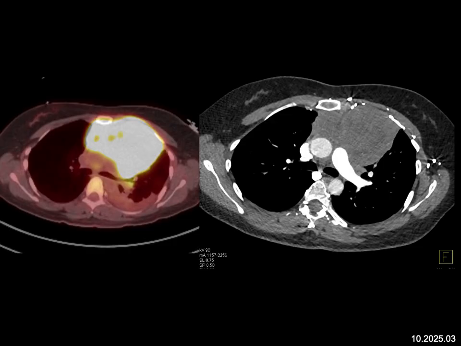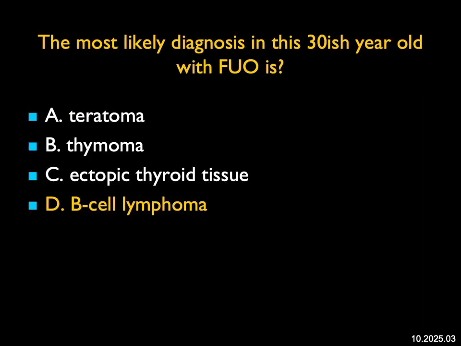It's not thyroid tissue. Thymomas and teratomas can be hot on the PET, but they're typically more infiltrating and irregular. Teratoma has fat and calcification, or at least one of them. This is a very nice example of CT-PET correlation in B-cell lymphoma.